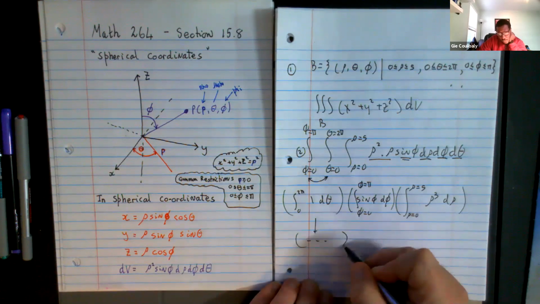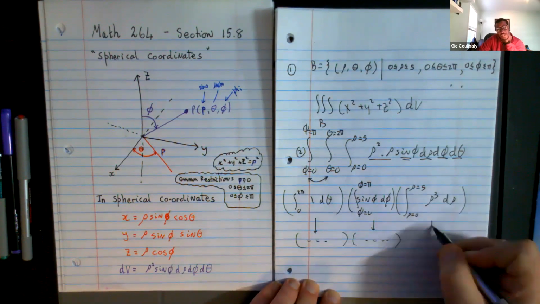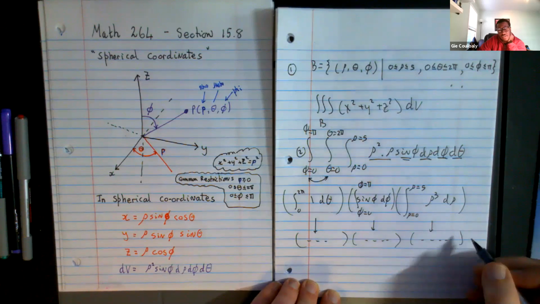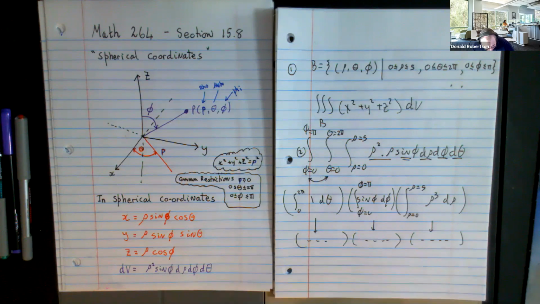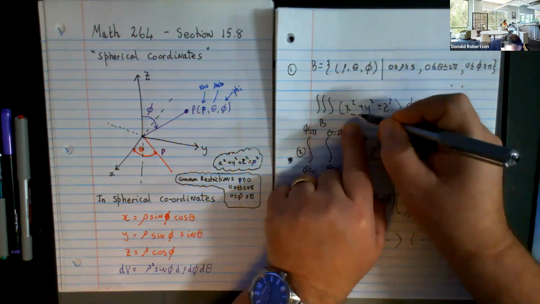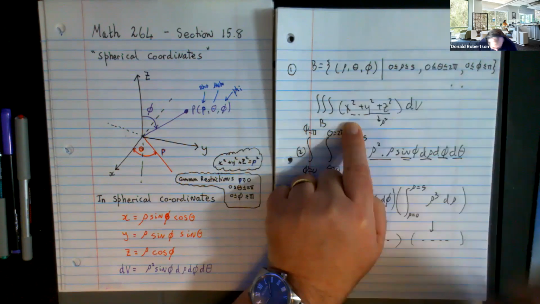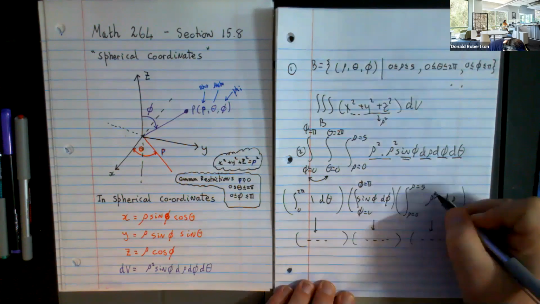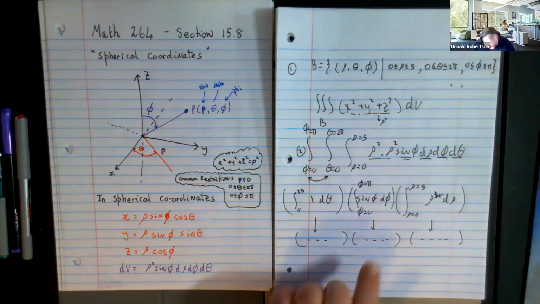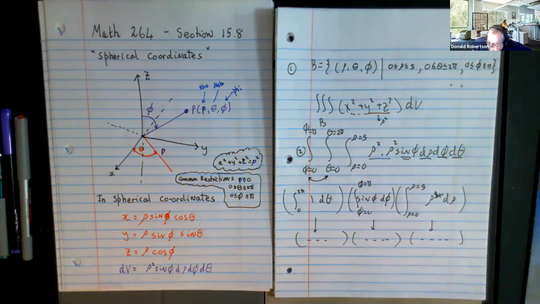Professor? Yes? For the dV it is rho squared sine and all the rest, but here the z squared right here is also rho squared as well. So should it not be rho to the 4th? Correct. Let's check what you got. Would you agree that this piece here is rho squared? That's correct. Oh, I see, I didn't write the square down there. I hear you, I just didn't transfer well. It is rho to the 4th.